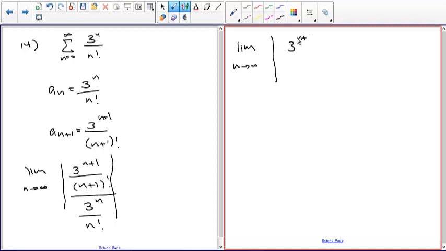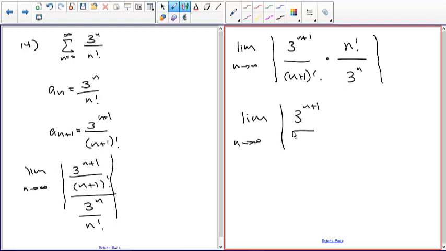So we have the numerator 3 to the n plus 1 divided by n plus 1 factorial, and we multiply by the reciprocal, n factorial over 3 to the n. And then you can just rearrange things. So we'll get 3 to the n plus 1 over 3 to the n times n factorial over n plus 1 factorial. And this happens all the time. Okay, so you start with your original complicated fraction, a sub n plus 1 over a sub n. Take the reciprocal of the denominator, and then rearrange the terms so that the like terms are in a single fraction. And then use the properties of exponents here. So 3 to the n plus 1 over 3 to the n is just 3.